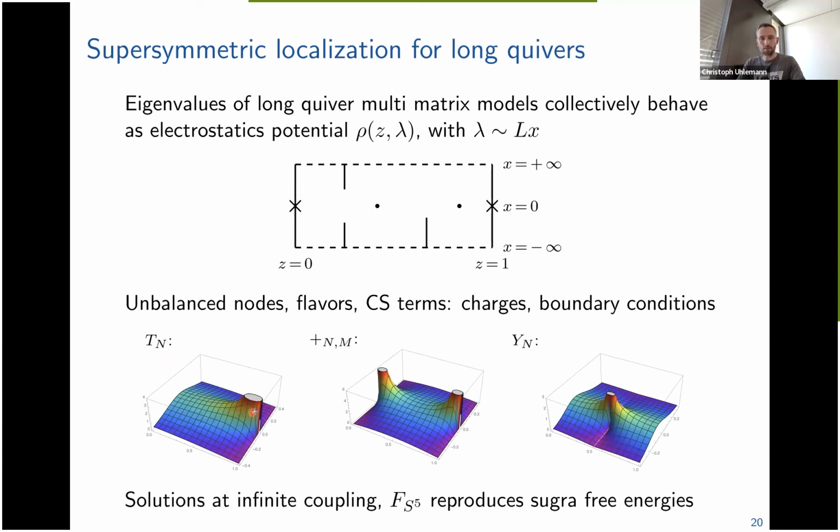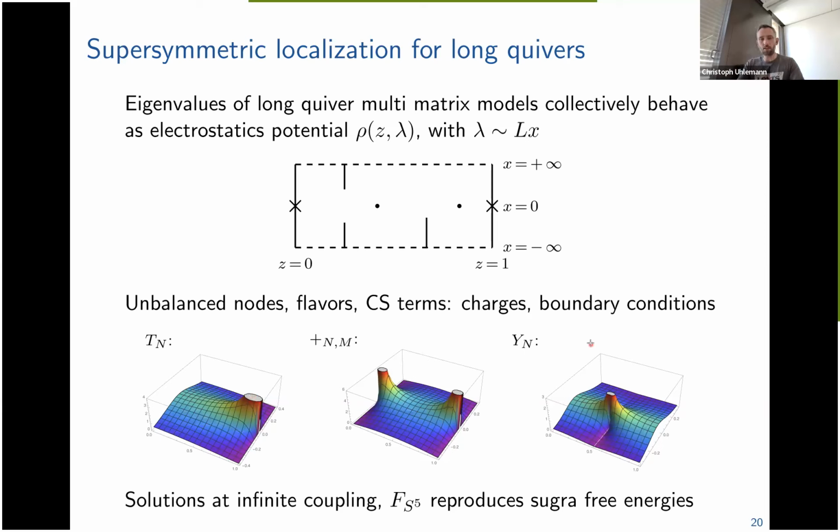Here are some pictures for the three theories we've been looking at, the T_N theory, plus and Y_N. You see that the T_N theory has a large number of flavors on one end. The plus theory has a large number of flavors on both ends, and these are represented here as sources in this electrostatic potential. For the Y_N theory, the central node had some interesting stuff going on. It had a Chern-Simons term, was unbalanced. That introduces this conducting plate down here, the charge at the end.